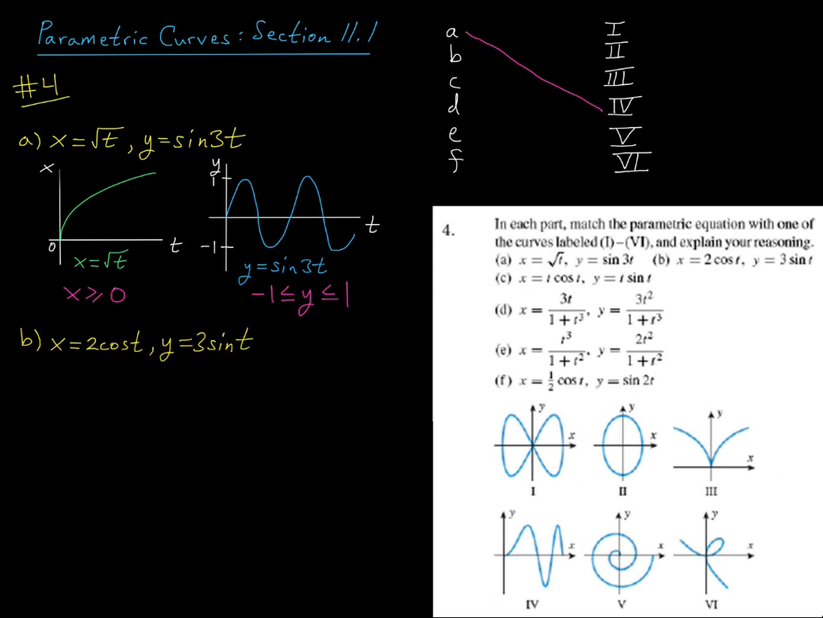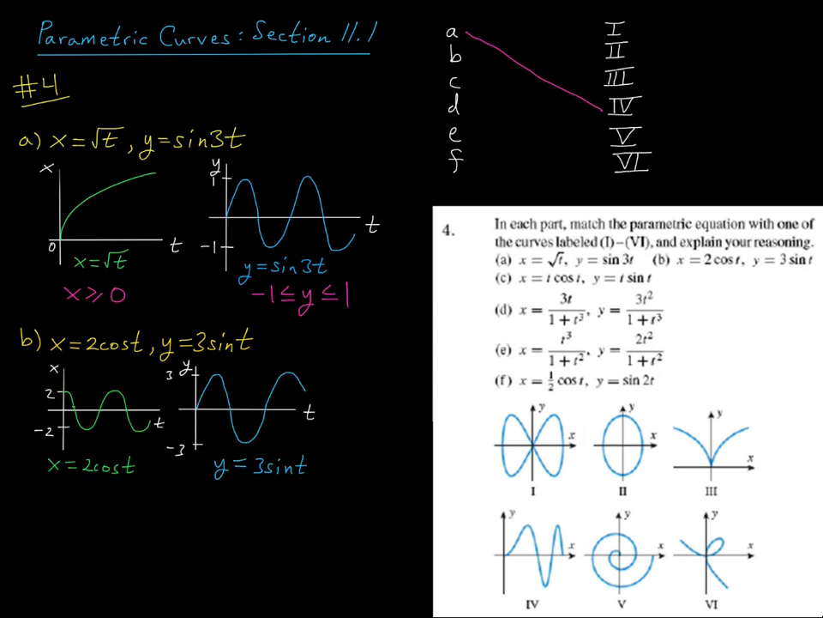All right, now for part B, we have that x is equal to 2 cosine t and y is equal to 3 sine t. And so here are those curves. And now note that x in particular is bounded between -2 and 2, and y is bounded between -3 and 3. And so saying that the x and y coordinates are bounded is not quite enough to conclude which curve from this list corresponds to these equations.